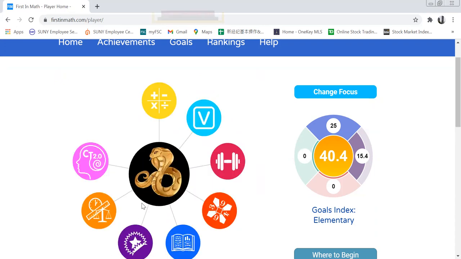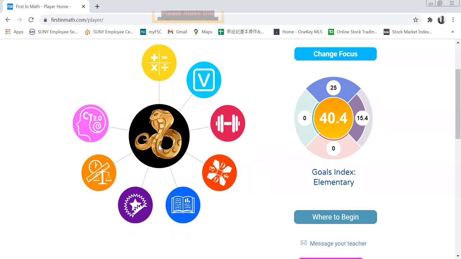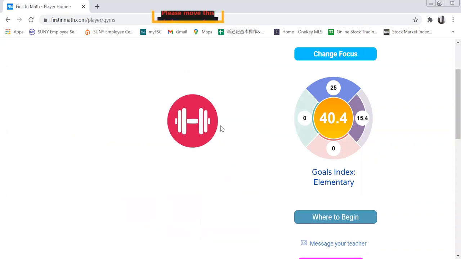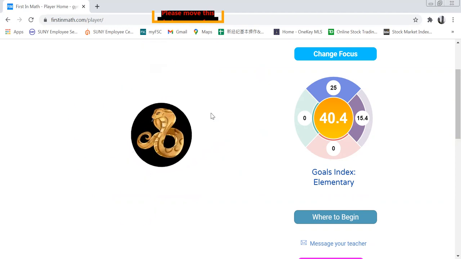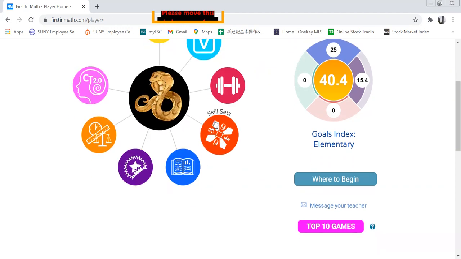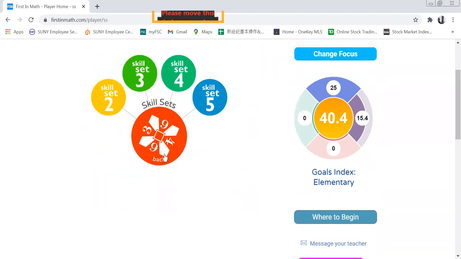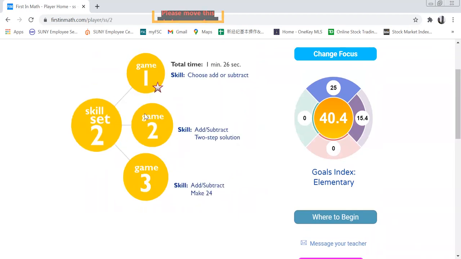Then we've got the fourth game. This game is also inside practice gyms. Practice gyms are just a fast way to get small, tiny pieces of points, so usually you don't have to do practice gyms. You can also do skill sets, which is number five. Usually Skill Sets 2 is the favorite one, and Game 1 gets a lot.